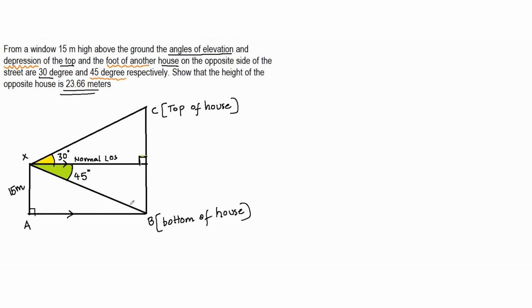Okay, so now let us solve this question. I know that XA is 15 meters, and XDBA is a rectangle. Because it is a rectangle, I can say that BD should be equal to XA, which means that this length is also 15 meters. So I know that BD is 15 meters.